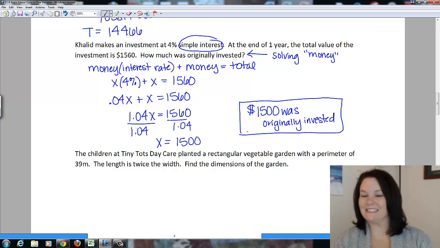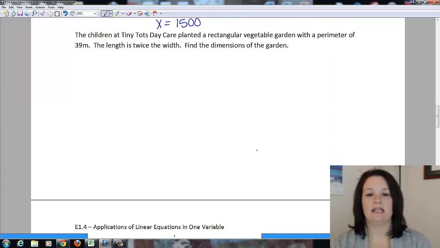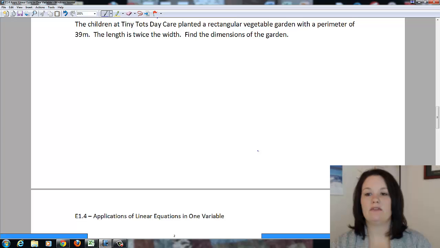Okay, let's look at one more. This next one is a perimeter problem. It says, the children at Tiny Tots Daycare planted a rectangular vegetable garden with a perimeter of 39 meters. The length is twice the width. Find the dimensions of the garden.